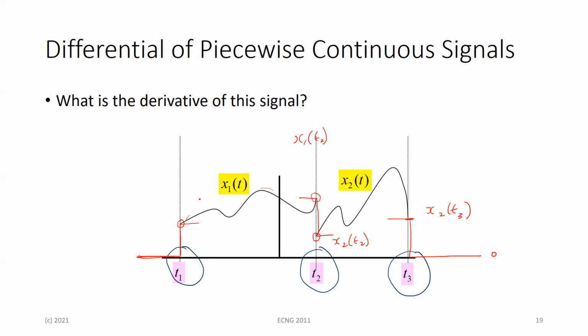So what is the derivative of this? We have to recall, let me get a different color here. So we have a step change here. This is a positive or negative going step.